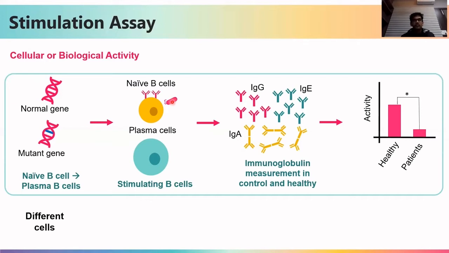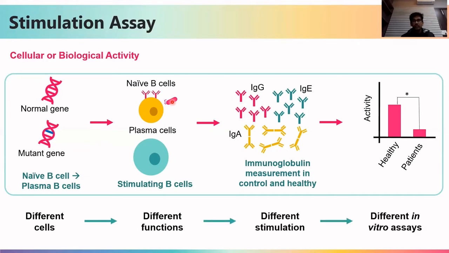For heart cells, you have to give the sodium ion channels. Or for different cells, there will be a different in vitro assay. So different cells have different functions and you have to provide different stimulation. There will be a different in vitro assay for that.